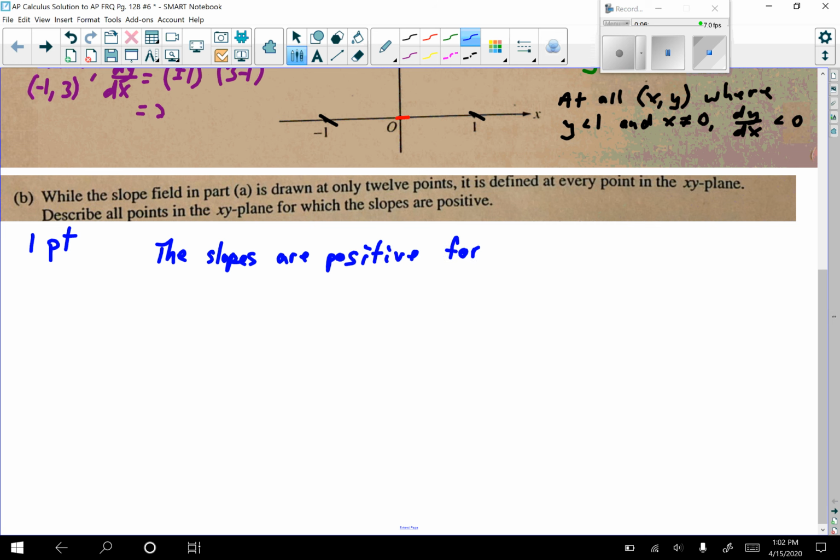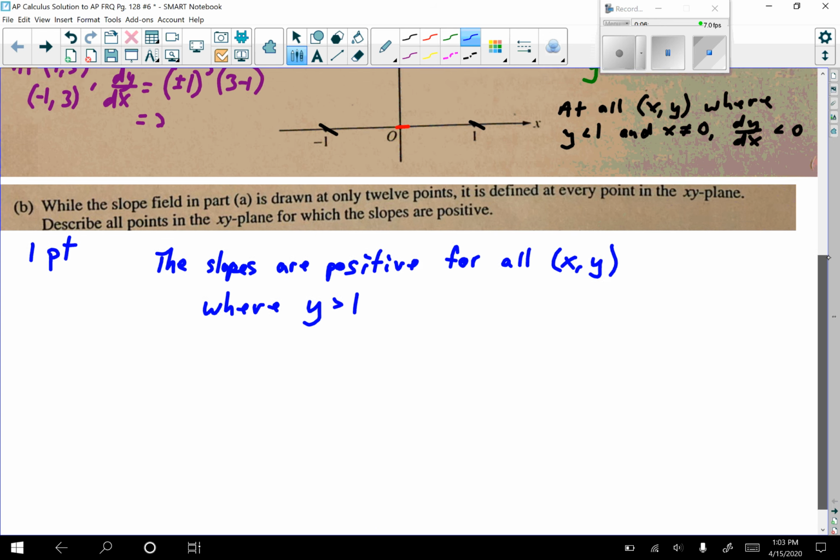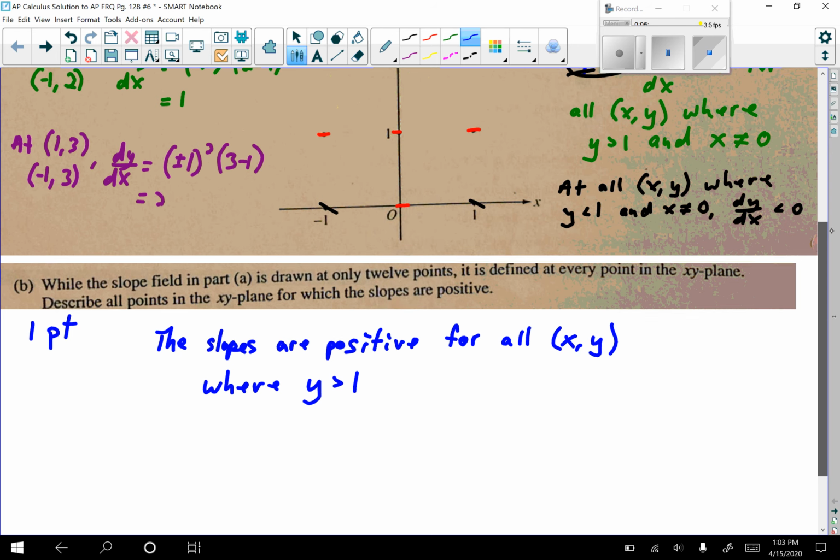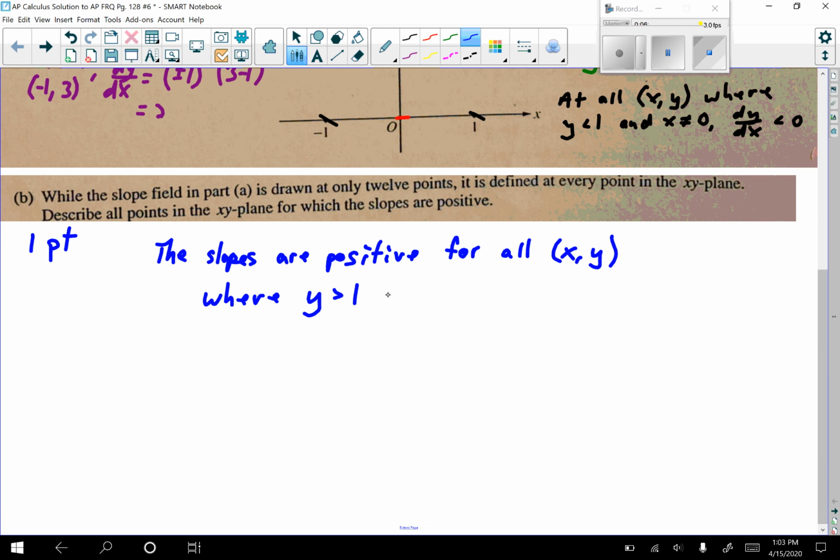Again, we'll say for all points x, y where y is definitely greater than 1, because we saw what happened when y was equal to 1. We had horizontal tangent lines here, but we also have to say and where x is not equal to 0.